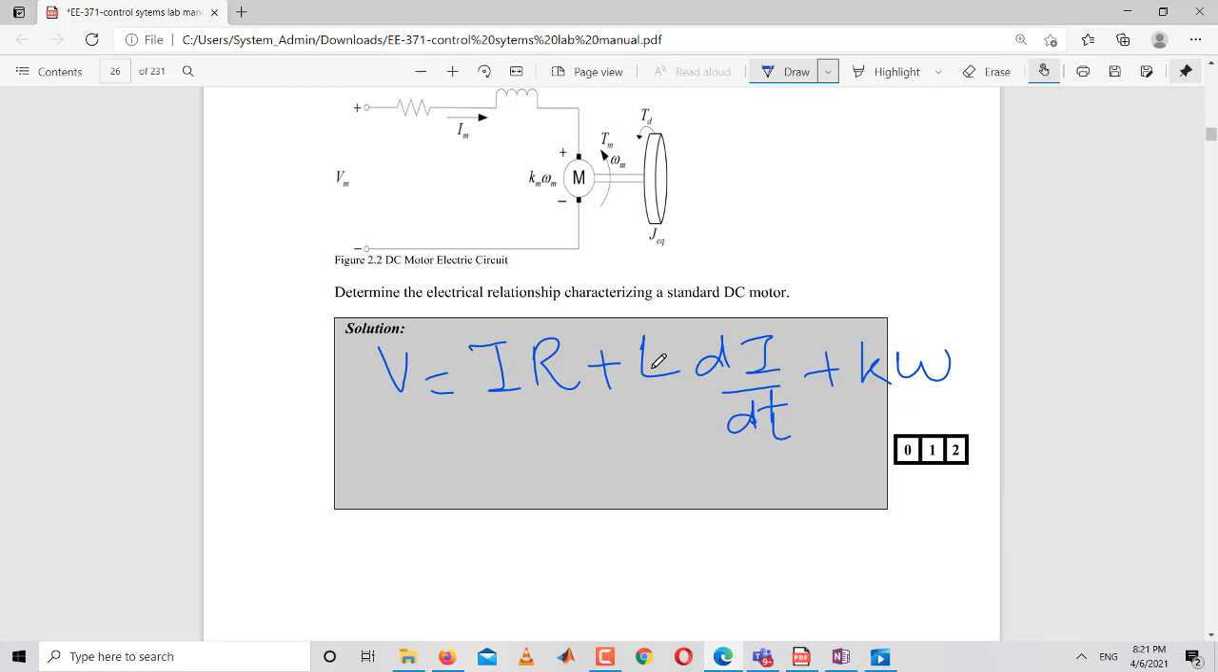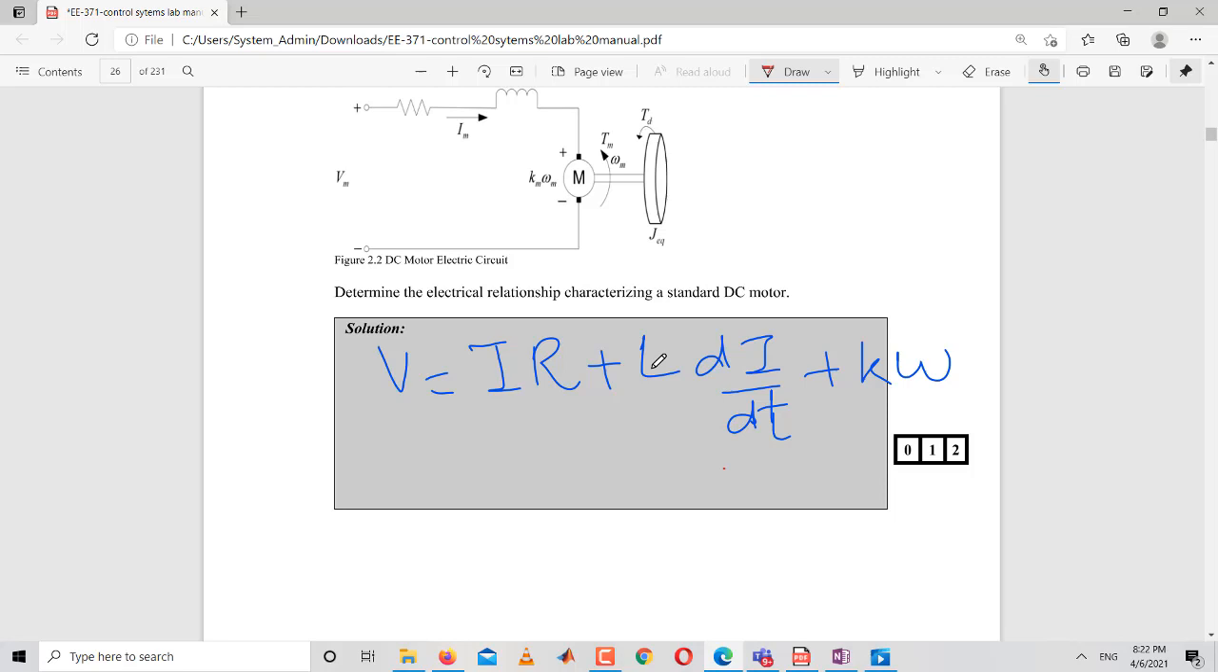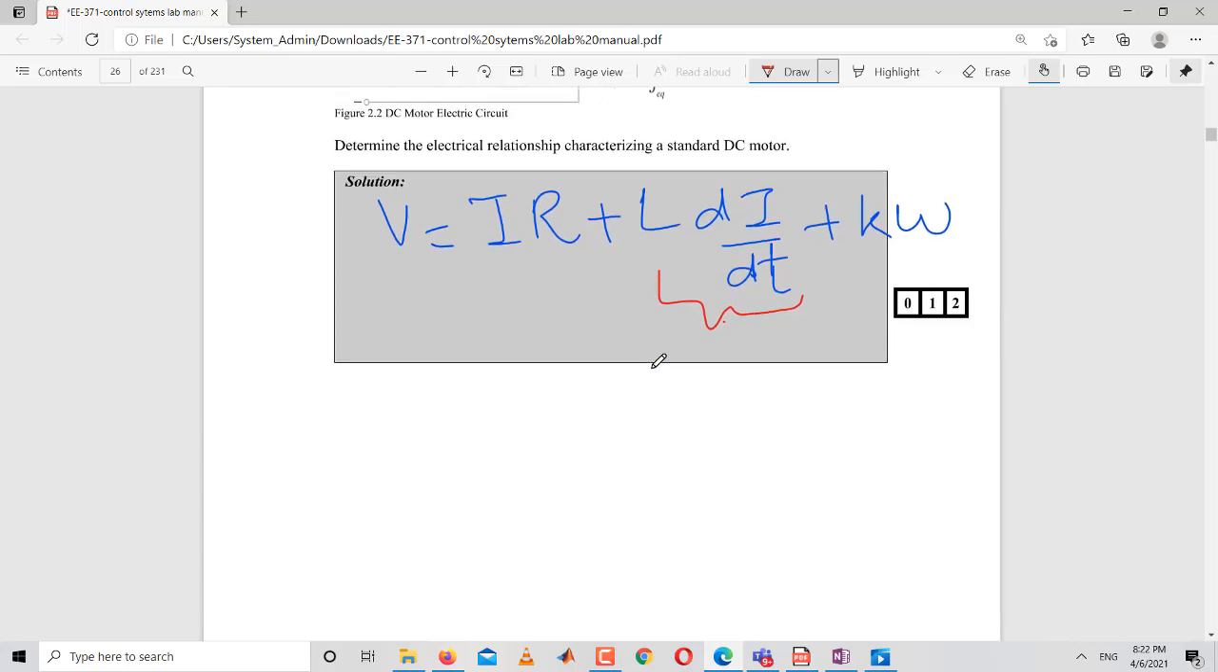So this is the equation that comes out of the schematic diagram: input voltage V is equal to I into R plus L into di/dt plus K into omega, right? The next step would be taking the Laplace transform of this, because we have to eliminate this derivative term. You can do it yourself. Please write in the next line, you have to eliminate this di/dt by using your Laplace transformation, and s will simply replace this derivative.